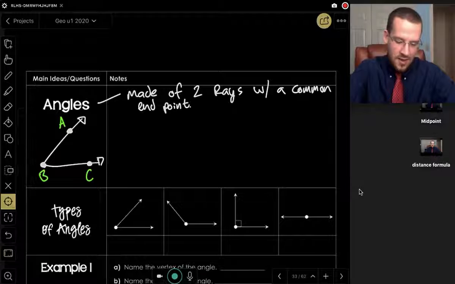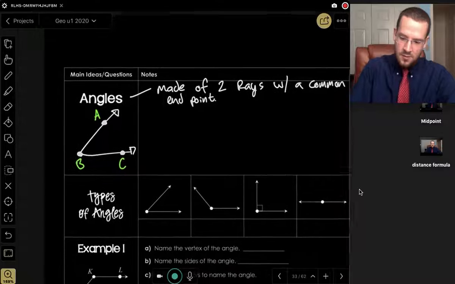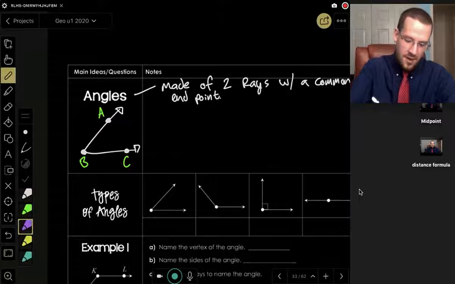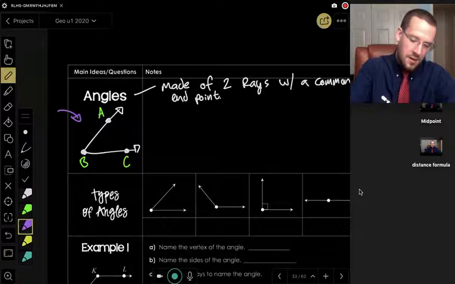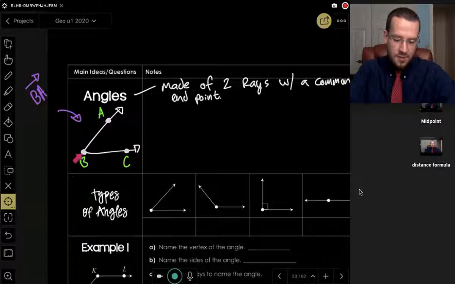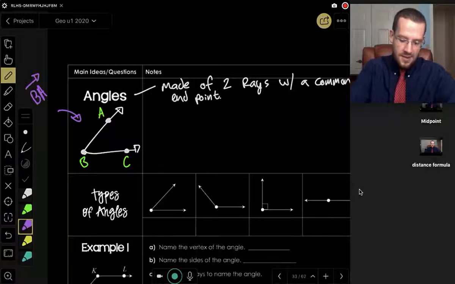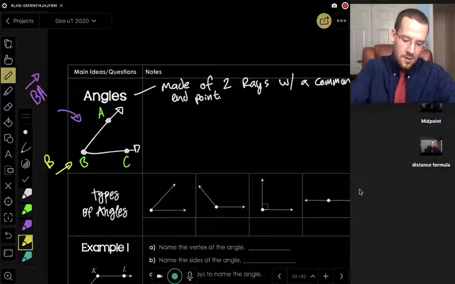So here is a ray on this side, let me just move this to the side. Here is a ray on this side. This would be the ray BA, and we would write it like that. It starts at B going towards A, right? It's a ray starting at B going towards A. And then down here, this one would be the ray BC.